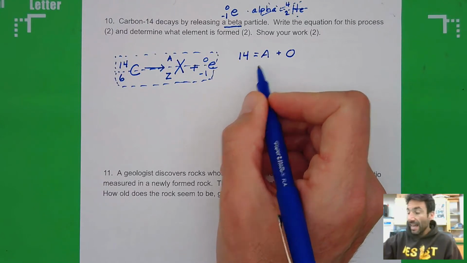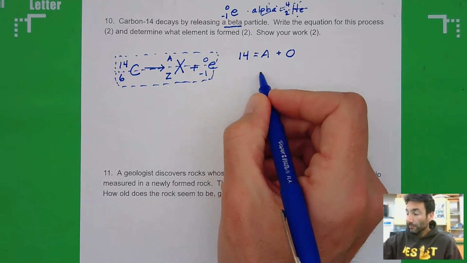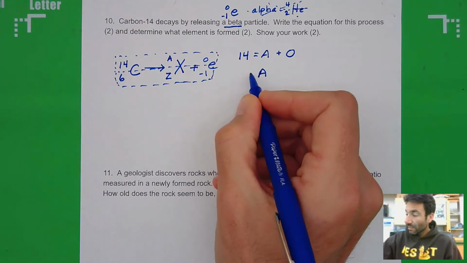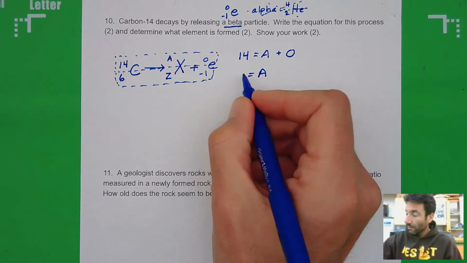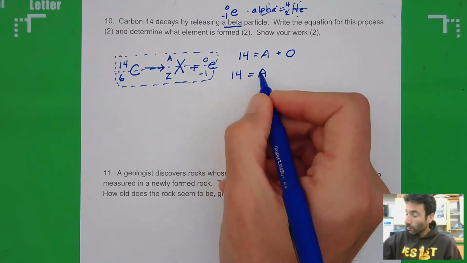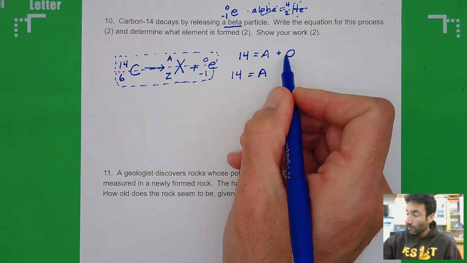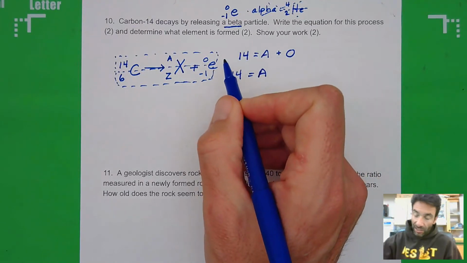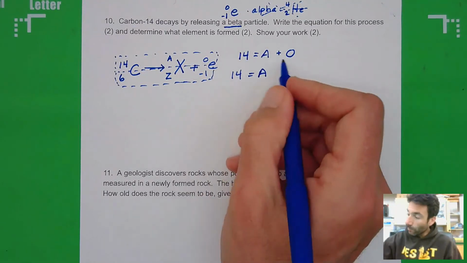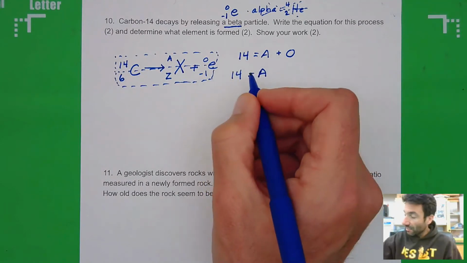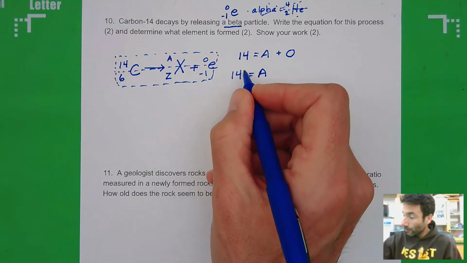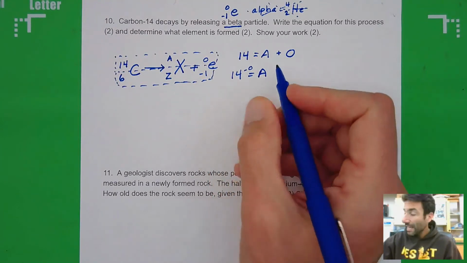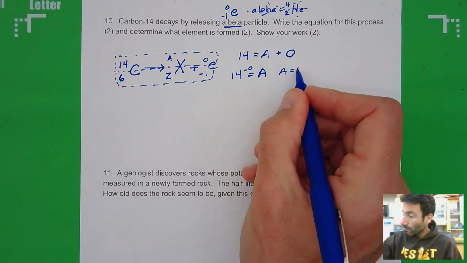So I'm saying that 14 equals A, and then this 0, just for the sake of doing the math, I'm going to pretend we're moving it around to the other side. And when we move it to the other side, we might say it's 14 minus 0, which of course is still 14. So A equals 14.